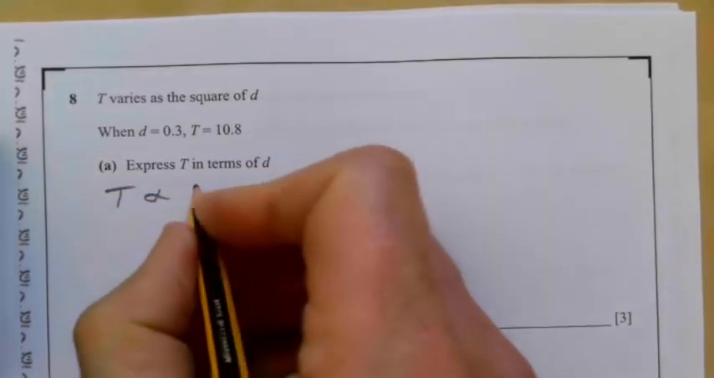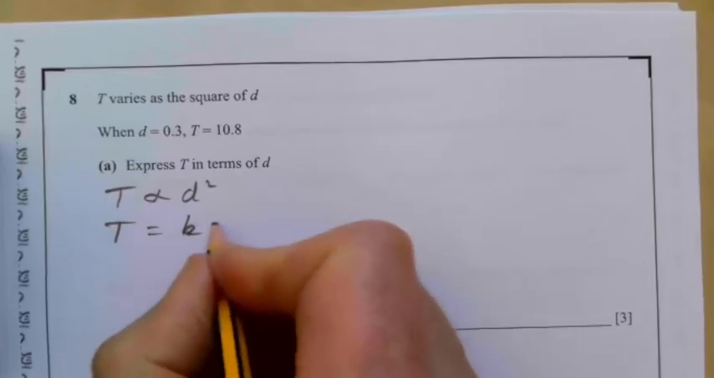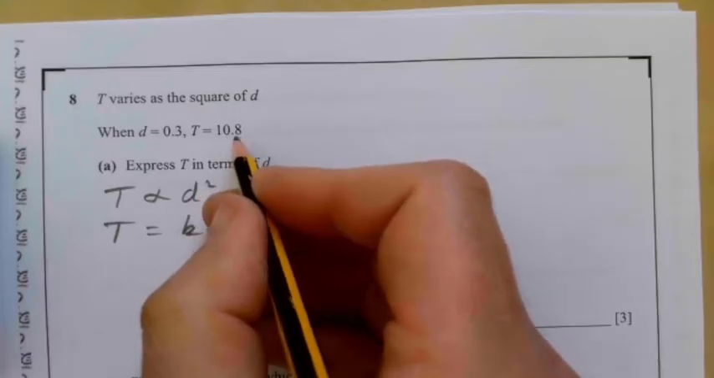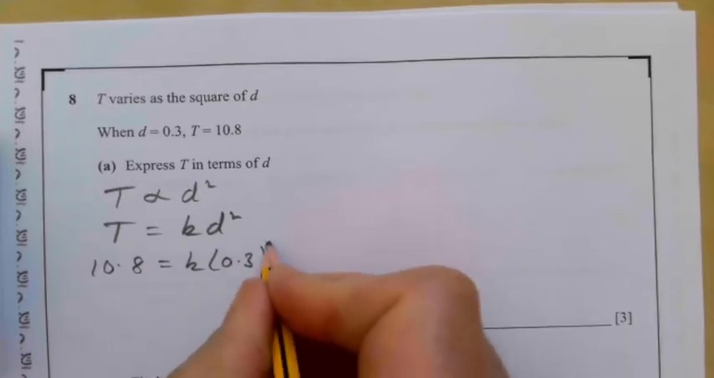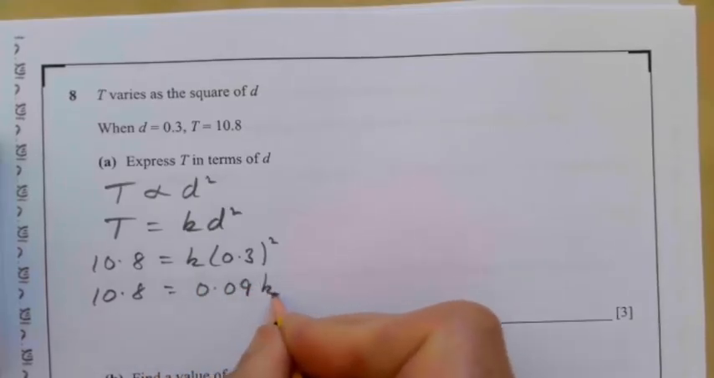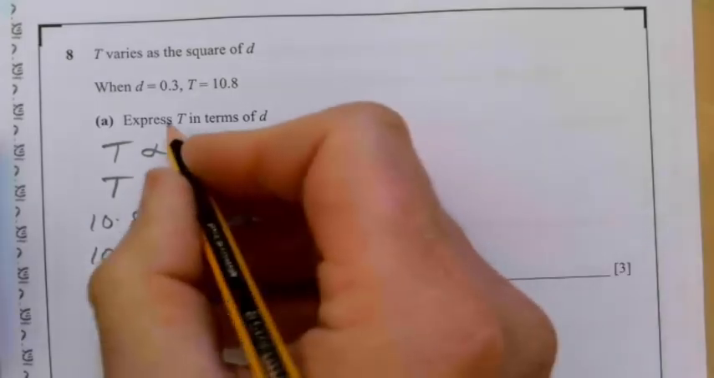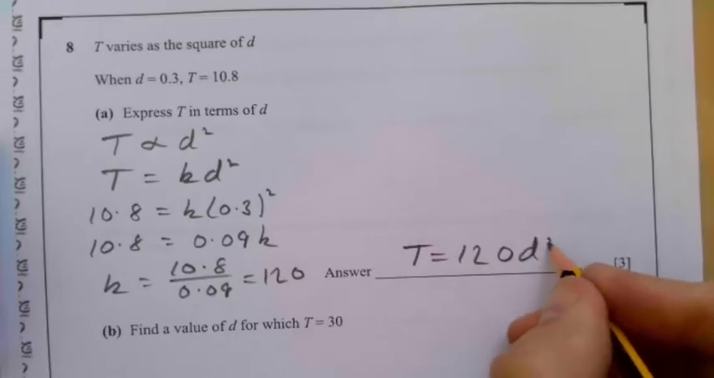T varies as the square of d, so we would have t is proportional to d squared. Some people don't have that line. Their first line is t equals k d squared. We know that whenever d is 0.3, t is 10.8, so 10.8 equals k times 0.3 squared. 10.8 equals 0.09 k. So k is 10.8 divided by 0.09. That gives me then 120. So expressing t in terms of d, t is 120 d squared.